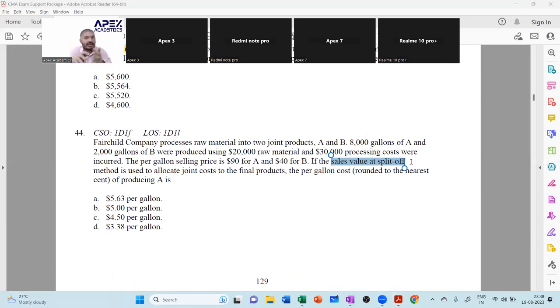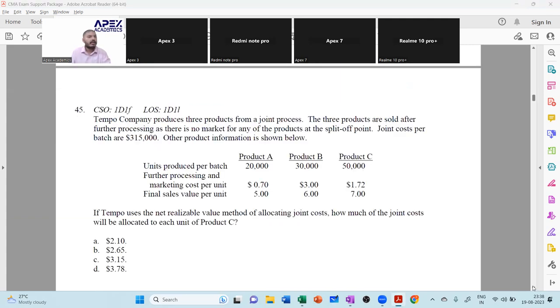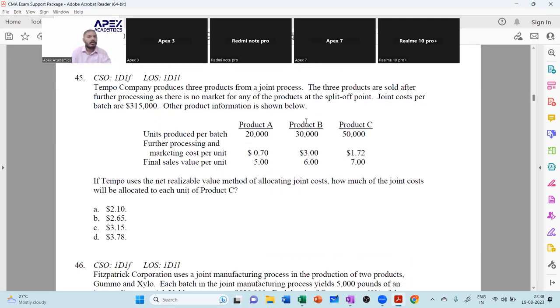It is not a specific method. They are saying that once they are separated, whatever is the selling price, you use that. The selling price is given as 90 for A and 40 for B. And I know the quantity of gallons, 8,000 for A and 2,000 for B. So can I calculate 8,000 multiplied by 90 and 2,000 multiplied by 40 as the sales value at the split off point? Yes, I can calculate. Therefore, I can easily calculate this also. Are you understanding what I'm trying to say? Yes or no?